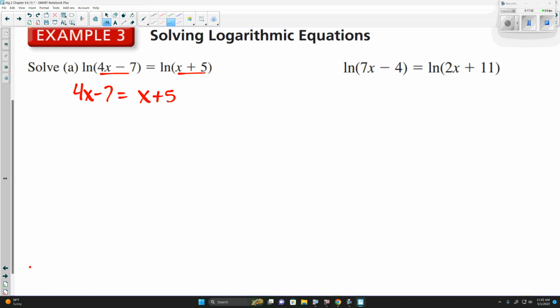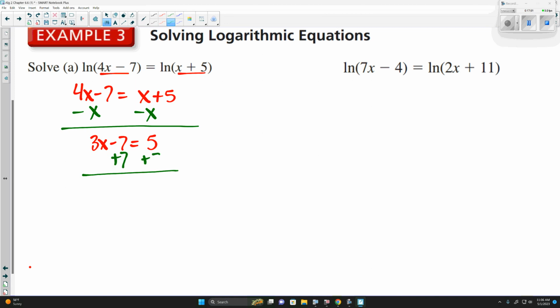Now at this point here, we just need to solve for the value of x. The first thing we can do is subtract x from both sides, telling us that 3x minus 7 is equal to 5. At this point here, we can add 7 to both sides, telling us 3x is equal to 12, so x is 4. We can check it if we want to see if this is true.